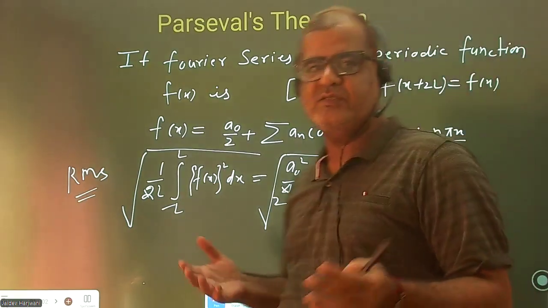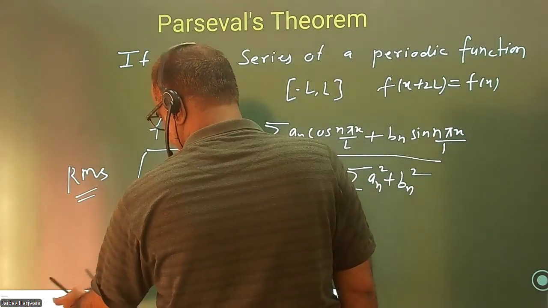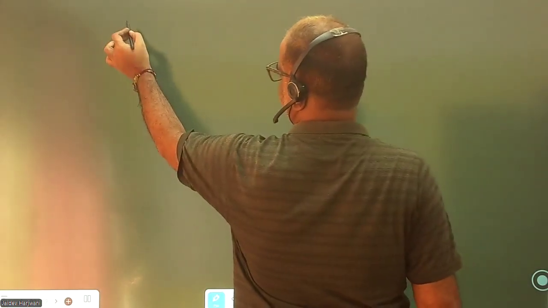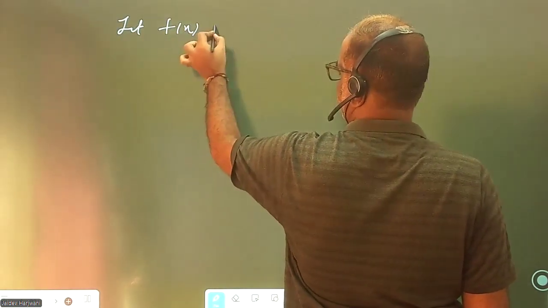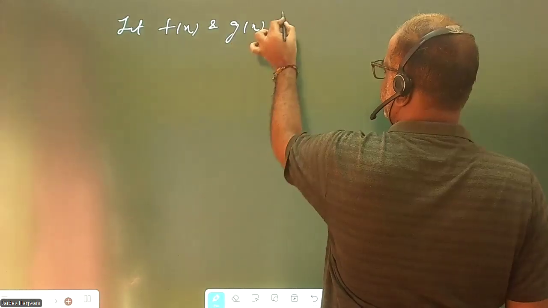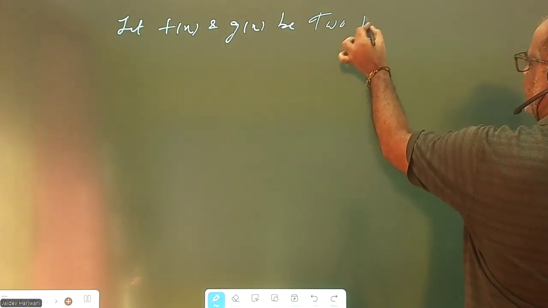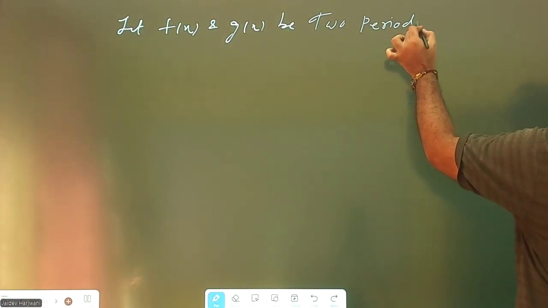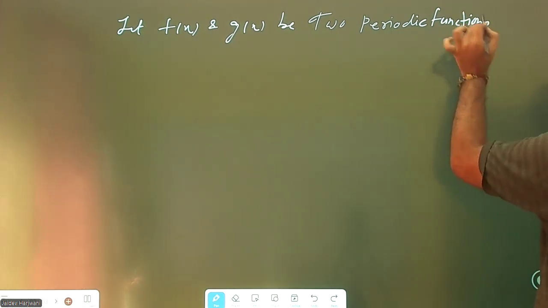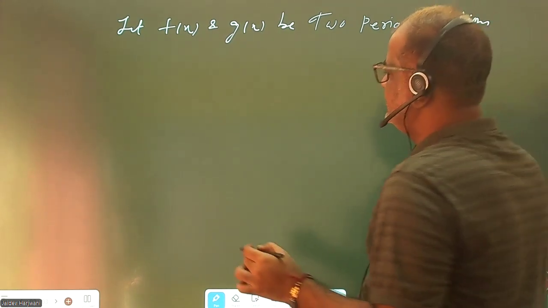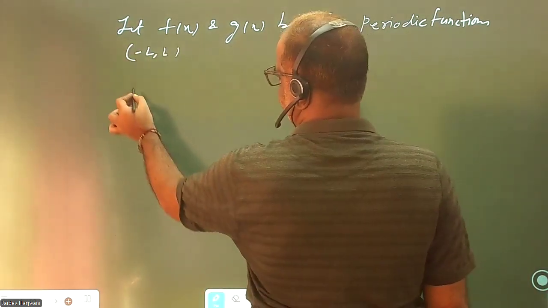And now the proof of this theorem is very simple. For this, I'm defining two periodic functions. Let f(x) and g(x) be two periodic functions, and both are defined in the same interval minus L to L. So I can write the Fourier series of both.